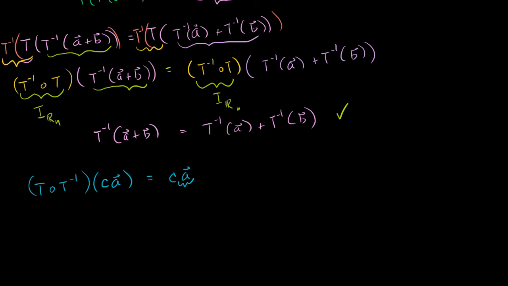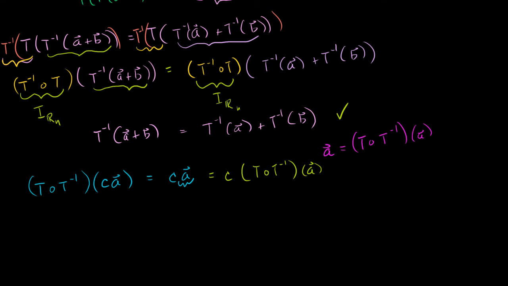I'll write it on the side right here. Let me do it in an appropriate color. We could say that A, the vector A, is equal to the composition of T with T inverse applied to the vector A, because this is just the identity transformation. So we can rewrite this expression here as being equal to C times the composition of T with T inverse applied to my vector A.